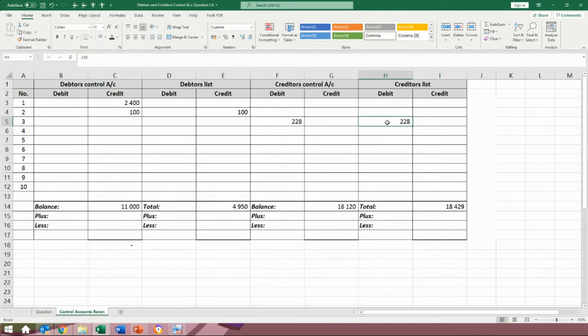But then to correct it in our debtor's account, we need to reflect the discount, which is a credit. Okay, this is the double entry system. So for every debit, there's a credit. So I've credited the debtor's control. I would have debited the creditor's control. I would have credited the debtor's listing, and I would have debited the creditor's listing in this scenario to correct it. So I'm literally transferring it from one account to the correct account. Okay, so that's transaction number 3.